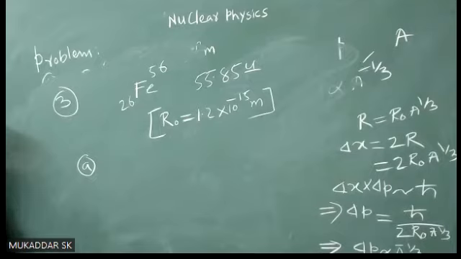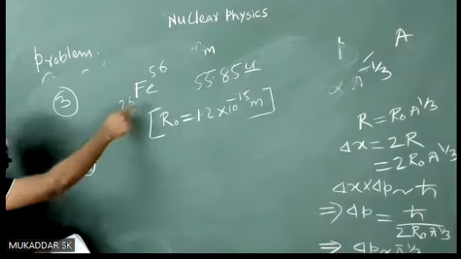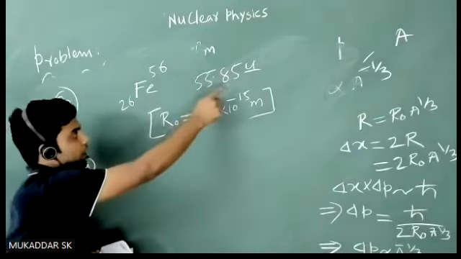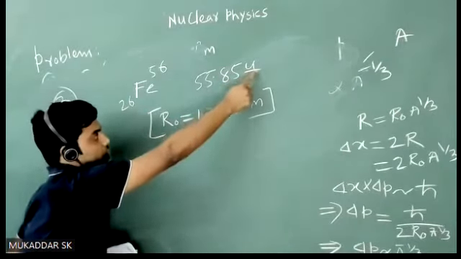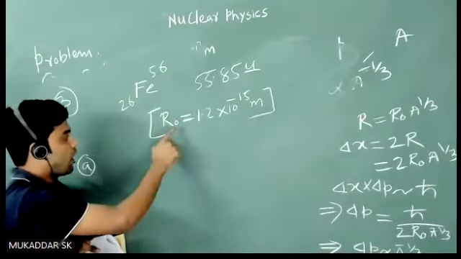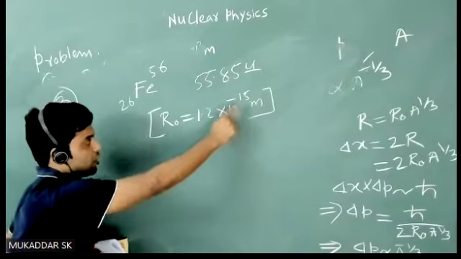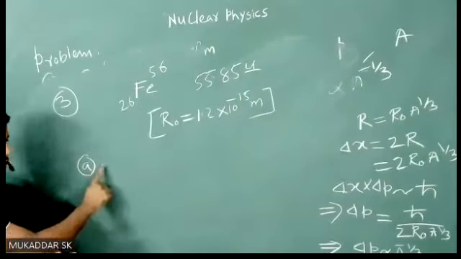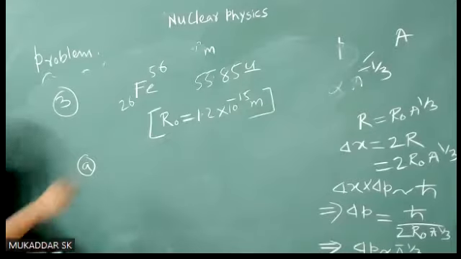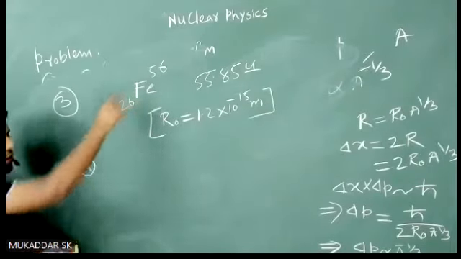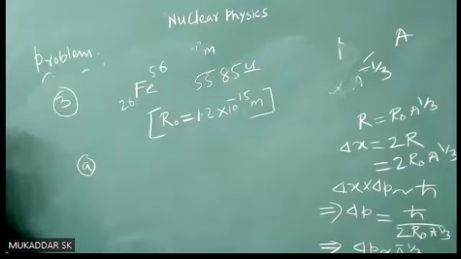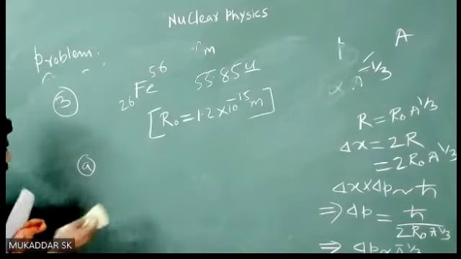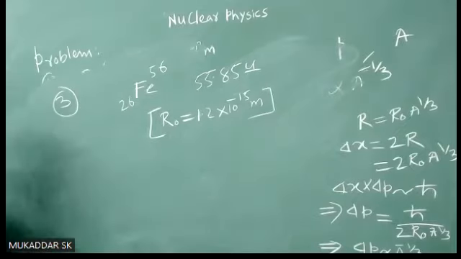Given that the nuclear mass of iron 2656 is 55.85 U. U means in atomic mass unit. Also, they have given that R naught value is 1.2 into 10 to the power minus 15 meter. In part A, they have asked find the radius of nucleus. Nucleus means that Fe 2656. In part B, they have asked the volume of that nucleus. In part C, they have asked find the mass density of that nucleus. So it's a very simple question. Shall I proceed for solution?